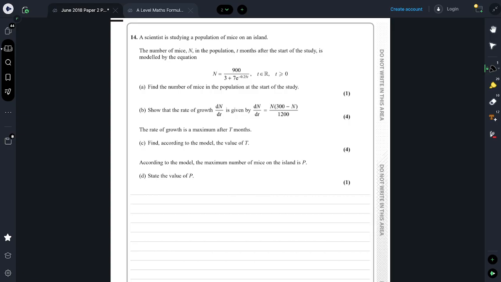But here we are. So, the number of mice 2 months after the study is modelled by this. Fairly typical. Part A, find the number of mice at the start of study. The start of study is t = 0. So that means N is going to be 900 over 3 plus 7e to the 0. Substitute t = 0 in, you get e to the 0. So that's going to be 900 over 10, which is going to be 90 mice.